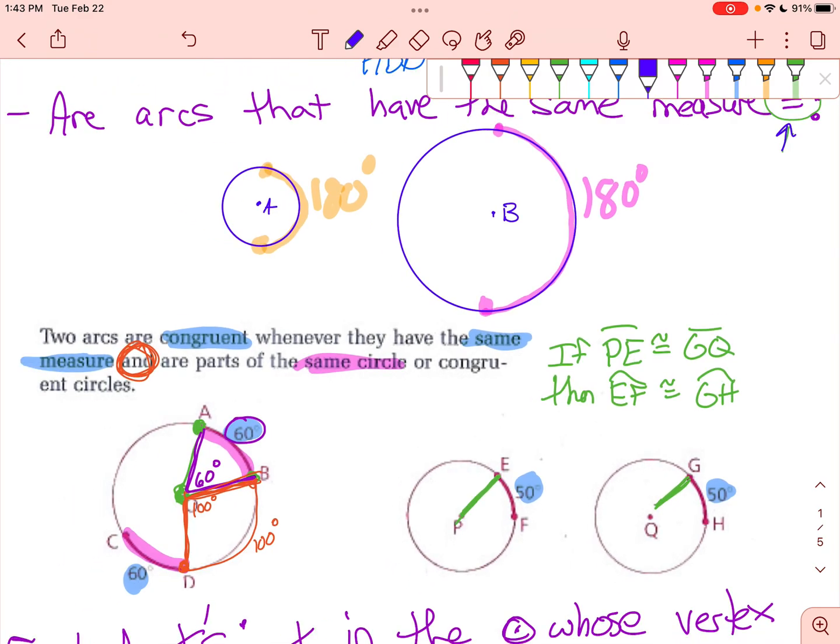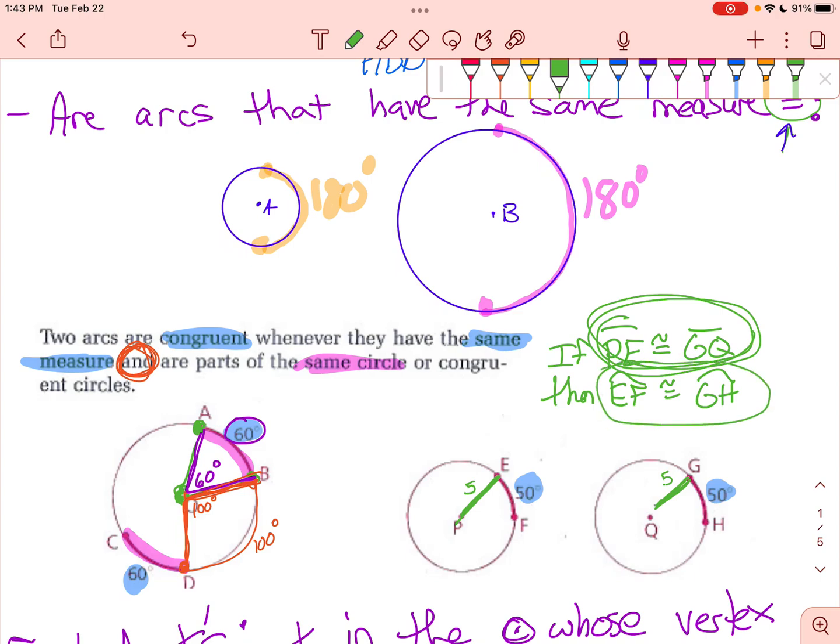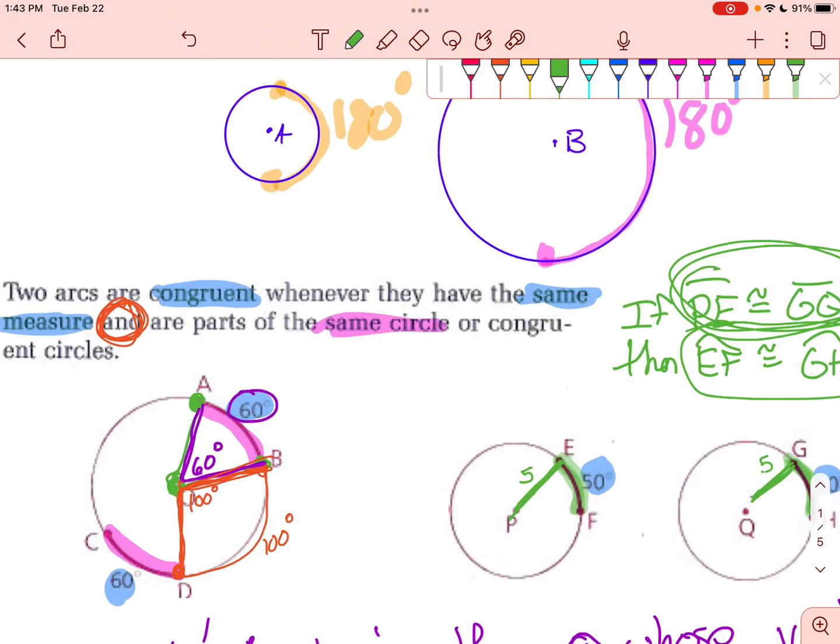Okay, so once again, circles are congruent if their radii are congruent to each other. For example, if this radius is 5 and this radius is 5, so if you knew that the radii were congruent to each other, then we can say that the arcs are congruent to each other. Then arc EF has to be congruent to arc GH. This arc has to be congruent to this arc, again, only if they come from the same circle or from congruent circles.